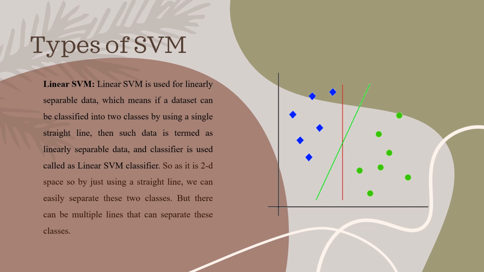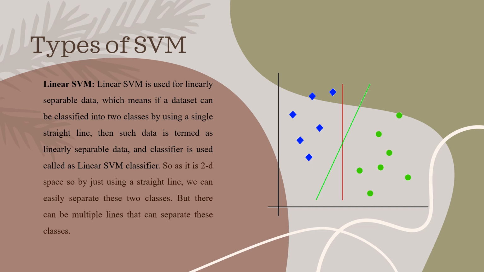Next, we'll discuss the types of SVM. There are two types of SVM. One is linear SVM and the other one is nonlinear SVM. Linear support vector machine: when the data is perfectly linearly separable, only then we can use linear SVM. Perfectly linearly separable means that the data points can be classified into two classes by using a straight line, if 2D. Then such data is termed as linearly separable data, and the classifier is also called a linear SVM classifier.